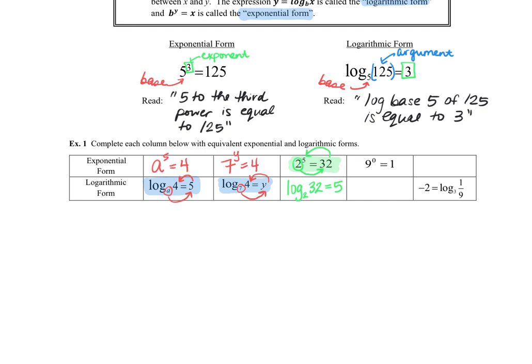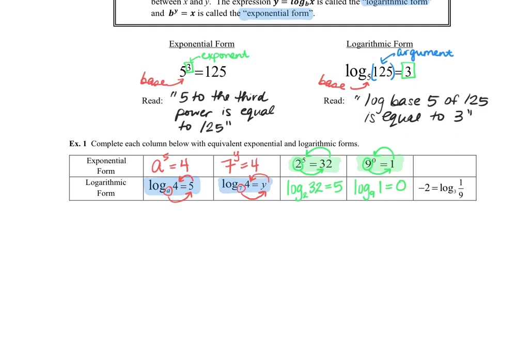Our next example is 9 to the 0 power is equal to 1. So again, start off by identifying the base. This one has a base of 9. So in log form, the base will also be 9. That's a subscript. Log base 9. Then you loop around the equal sign. So log base 9 of 1, 1 is your argument, is equal to your exponent, and your exponent is 0. We would read that log base 9 of 1 is equal to 0.